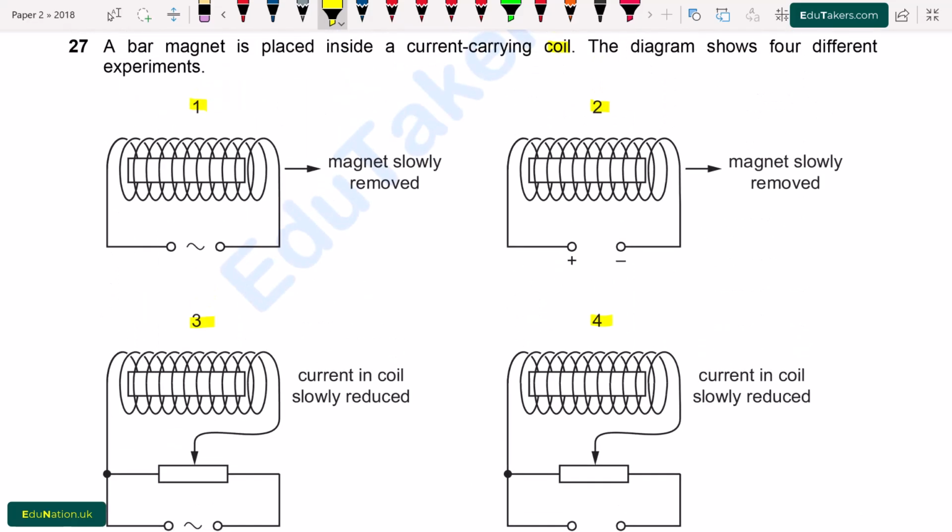In the first experiment we can see here there is an AC source, while in 2 there is a DC source. Also in 4 there is also a DC source. So direct current cannot be used to demagnetize a magnet. So experiments 2 and 4, both of these are incorrect. Now we check 1 and 3. In 1, here it is slowly removed. So the magnet is removed slowly, due to which the bar magnet gets demagnetized.